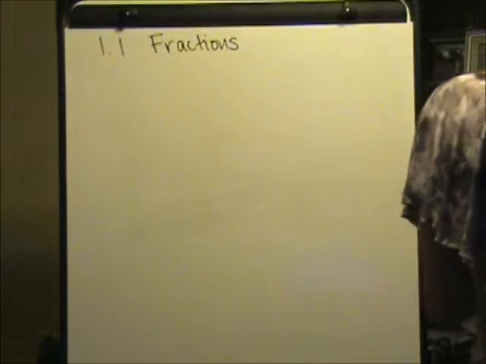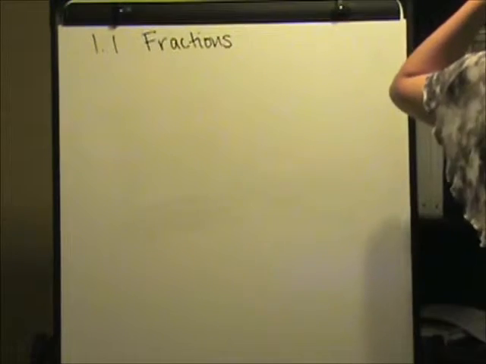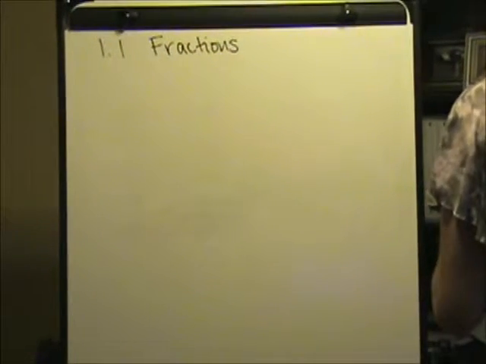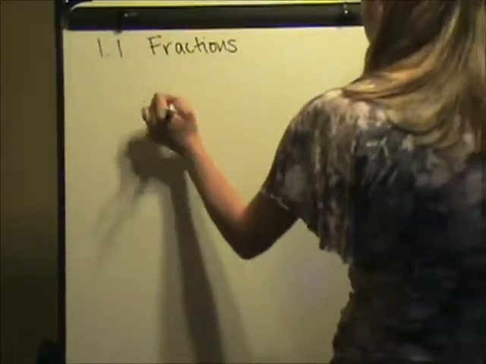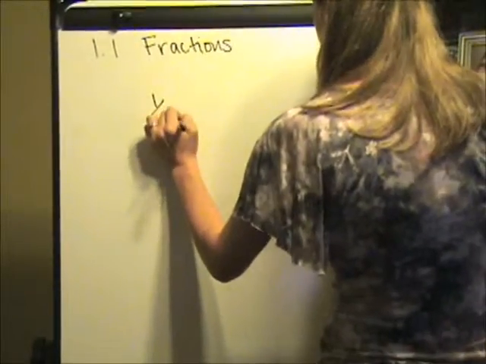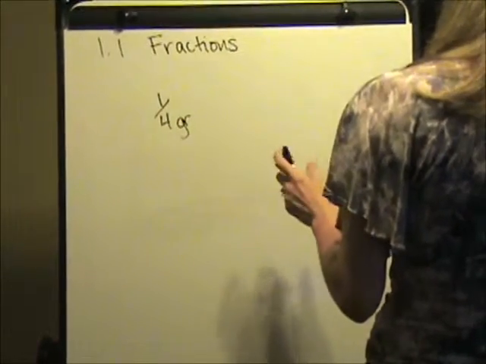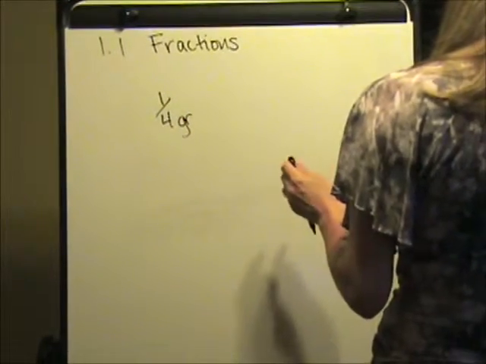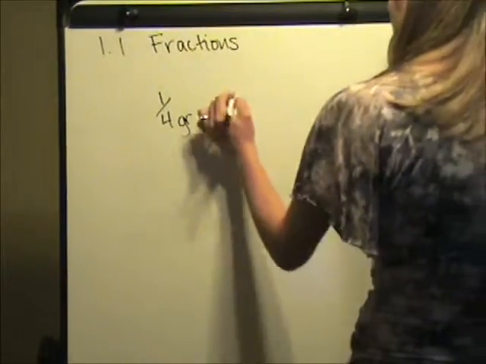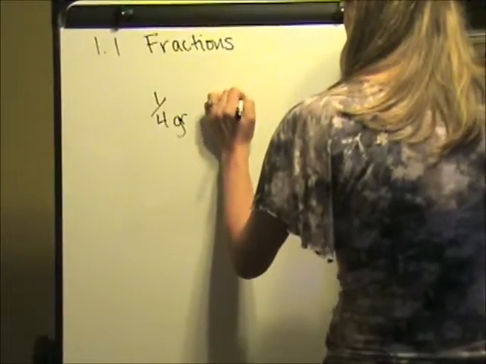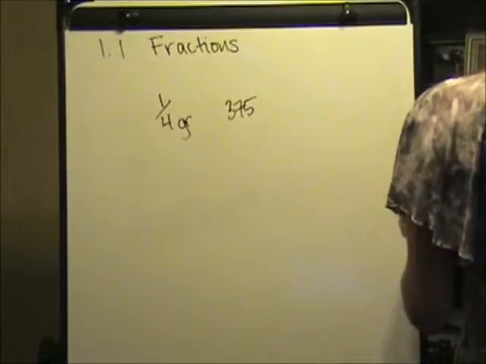Okay, the final problem that we're going to work together on for section 1.1 is number 25. You're to measure 1/4 grain of medication each into unit dose oral containers. Your bulk container holds 375 grains. How many containers will be prepared?